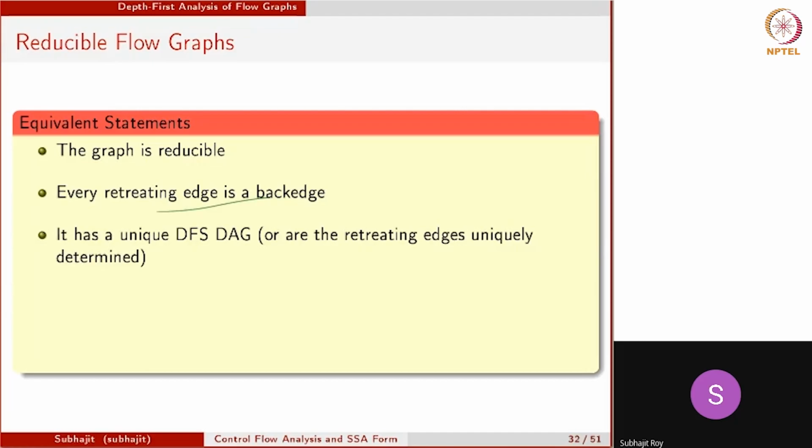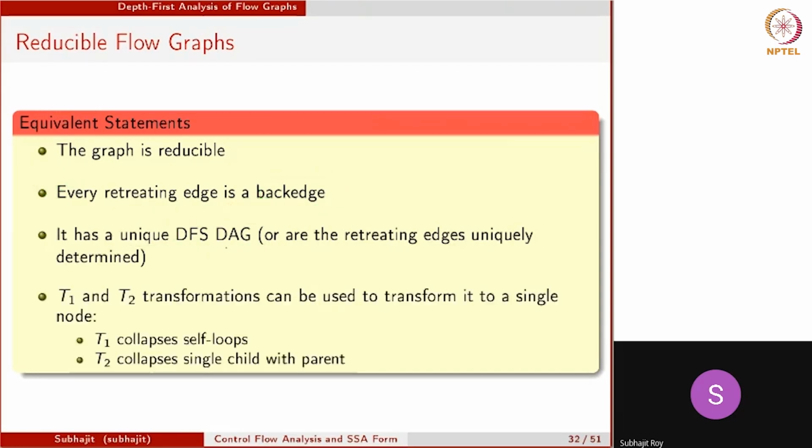If that is the case, it falls out that it will surely have a unique DFS DAG, because my back edges are uniquely determined. And if my back edges are uniquely determined, then my retreating edges are uniquely determined. If the retreating edges are uniquely determined, then I remove the same edges when I create the DAG, and then my DAG will be the same. That is also very clear. I'm giving you very hand-wavy proofs, but these are proofs of why this is right. And another very interesting property is that, by the way, before I move forward, are you clear with these three things?